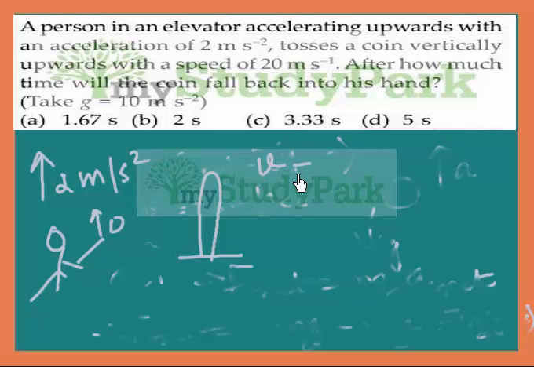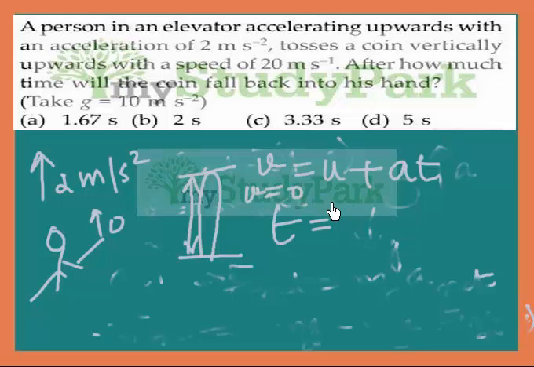So in this case, v equals u plus at, and that is basically for this upward motion. At the upward point, velocity v equals 0. So the time taken to reach the topmost point will be equal to u by a. The total time that it takes for the coin to go up and then come back will be, total time t equals 2u divided by a.